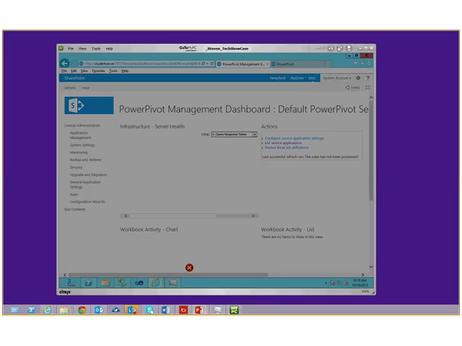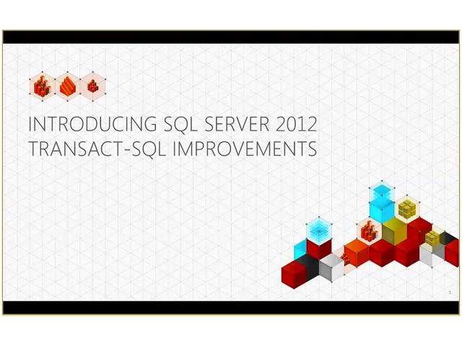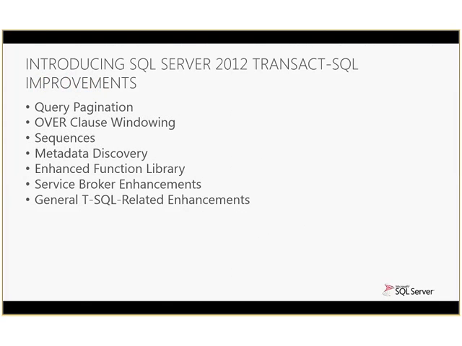All right, looks like we have about 20 minutes left. I'll quickly touch on some of the Transact SQL improvements, and then we'll look at some of the business intelligence improvements. So Transact SQL. Query pagination, I mentioned that. The over clause, we get these new windowing functions, sequences. Those are the ones I'm going to talk about here.